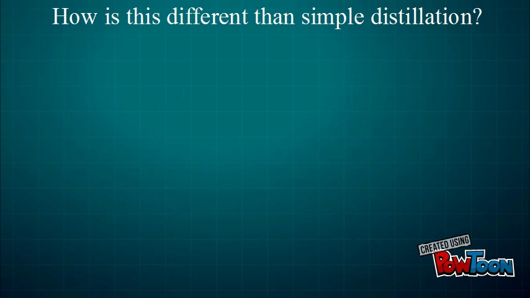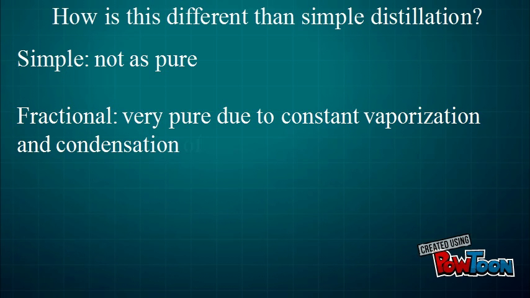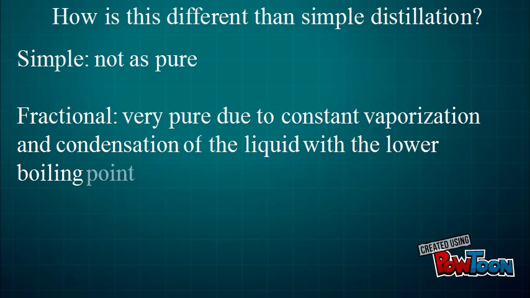There are two different types of distillation. One is simple distillation and the other is fractional distillation. For simple distillation, the product is not pure as much as it is in fractional distillation. This is due to a constant vaporization and condensation of the liquid with a lower boiling point.